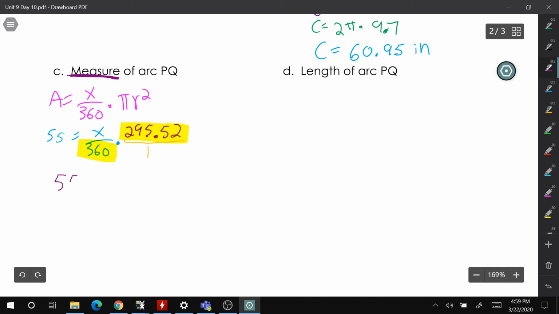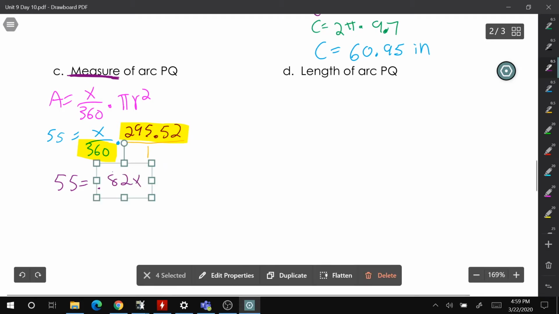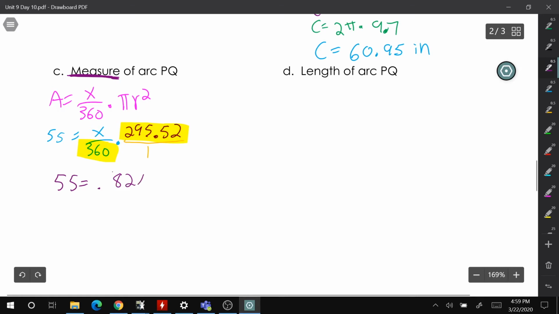So 55 equals 0.82x. Divide 55 by 0.82, and we get 67.07 equals x. So the arc measure is 67.07 degrees.